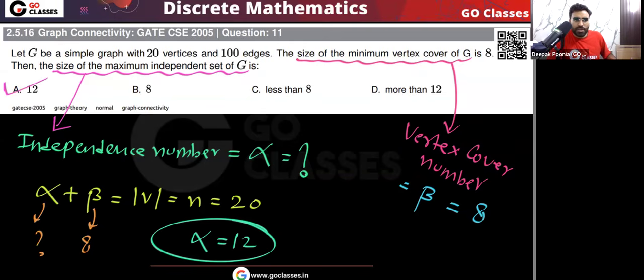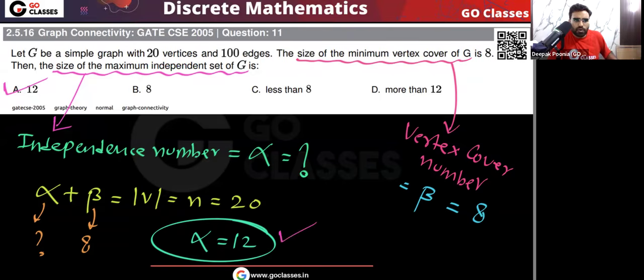Because remember, for every graph G, for any undirected graph G, we know that alpha plus beta is equal to the number of vertices. The proof we have just now seen, just before this question. So all the concepts required to solve this question we have already seen with proof. So here you can see alpha plus beta is equal to the number of vertices in the graph, that is 20. So here the answer will be alpha equal to 12.